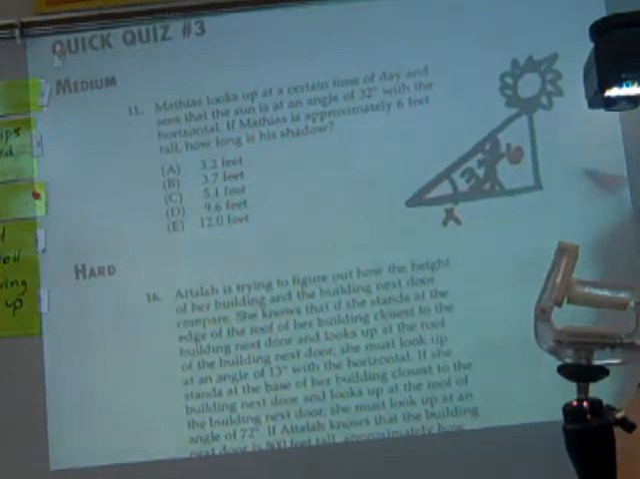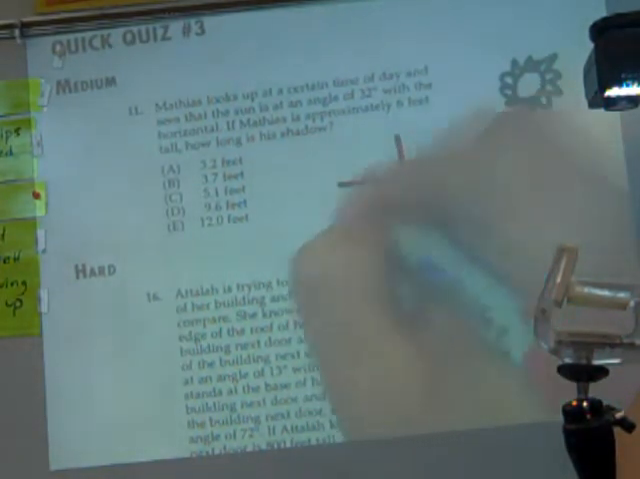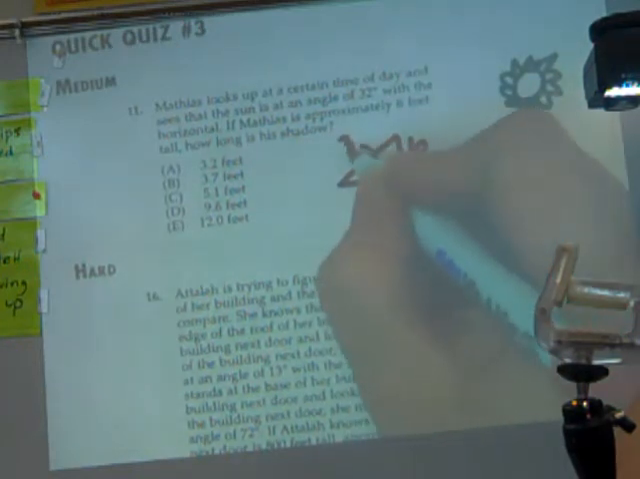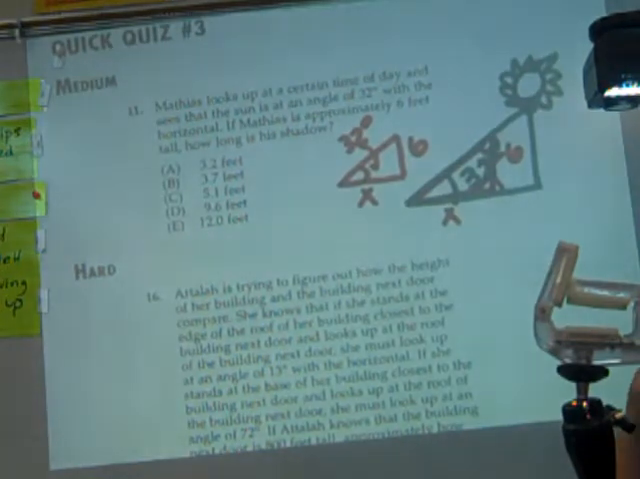So we have this triangle here. I'm going to redraw it so you can see a little bit better. Where this is what we're looking for. This is 6, and then we know this angle in here is 32 degrees. So we can use SOHCAHTOA to solve this triangle, to find that side that we're missing.